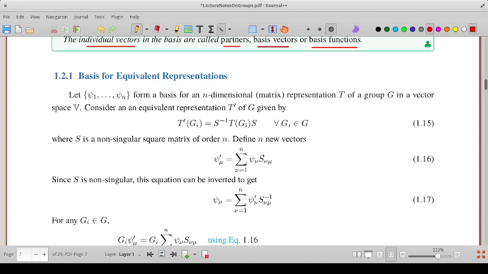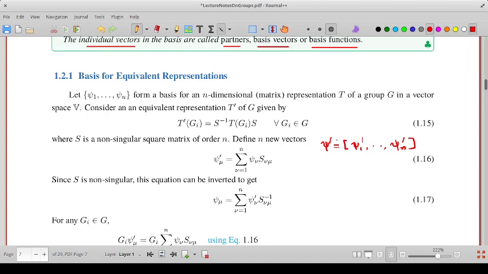And we have already said that S is a non-singular matrix, and therefore an inverse exists for this matrix S, and that can be used to invert this equation. In the matrix form, this can be written as the row vector psi dash, which is defined as psi1 dash, psi2 dash, etc., up to psi n dash.